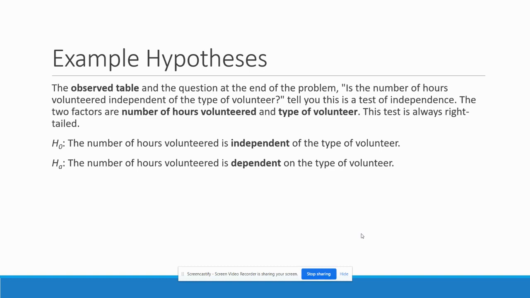Again, the 2 factors are the number of hours volunteered and the type of volunteer. So the null: the number of hours volunteered is independent of the type of volunteer. The alternative: the number of hours volunteered is dependent on the type of volunteer.